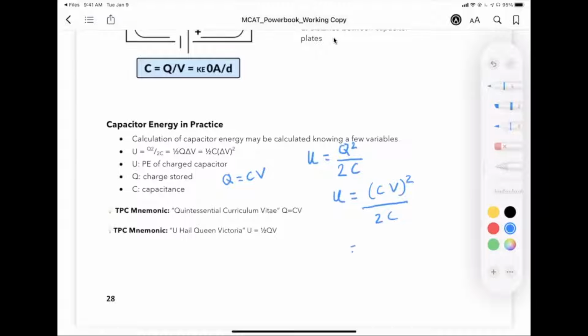This equals C squared times V squared, which is equal to 2 times C. We have 1 C up here, and so that simplifies to C V squared over 2. And so that's how you get this equation here, 1/2 times C times the change in V, right? So V is understood conventionally to mean that it is the voltage difference, right?